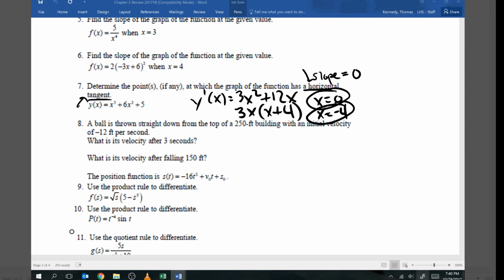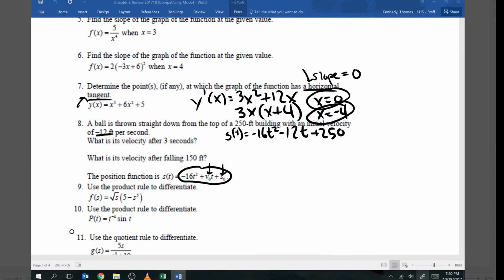All right, 8. We have a ball thrown out from the top of a 250-foot building. They actually like threw it downwards because it starts with a negative 12 feet per second velocity. What is its velocity after 3 seconds? Well, luckily, they give you this beautiful equation here. So our equation is that s of t equals negative 16t squared minus 12t, because our initial velocity is negative 12. And our height of the building is 250. So I just plugged in the stuff I was given into the problem in for starting velocity, starting position.